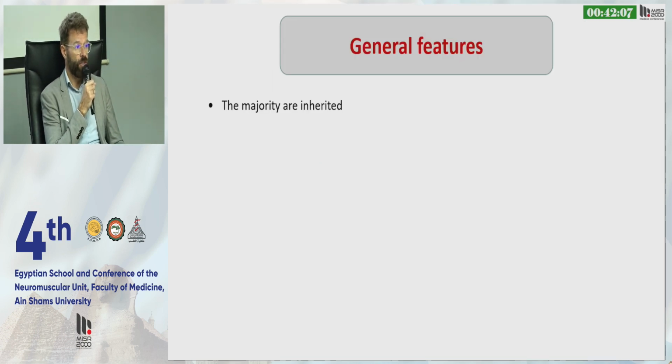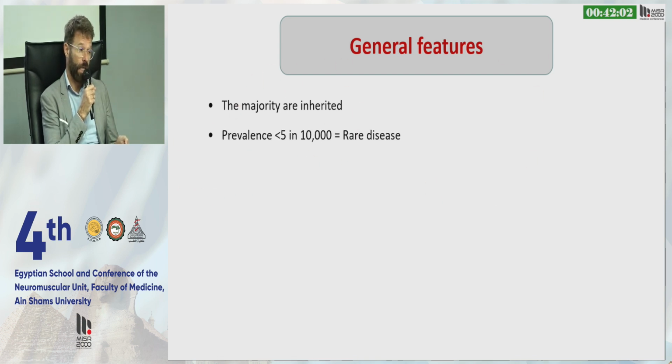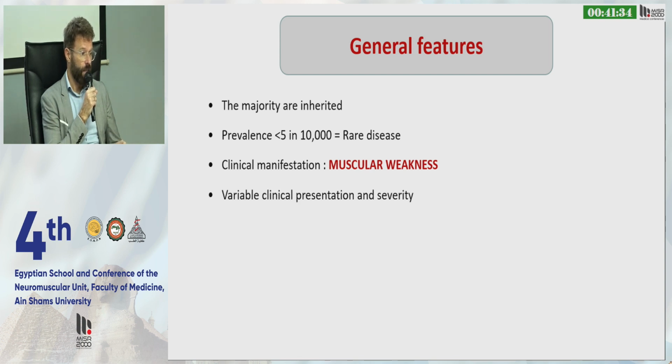What are the general features? As I already said, these conditions are mainly inherited in children. Their prevalence is below 5 in 10,000, which means that they are rare disorders. And the clinical manifestation can be very stereotyped, with muscular weakness, fatigability, atrophy. I will show you videos and pictures of patients so you can recognize the different patterns and the different signs that can orientate you toward a diagnostic flowchart.